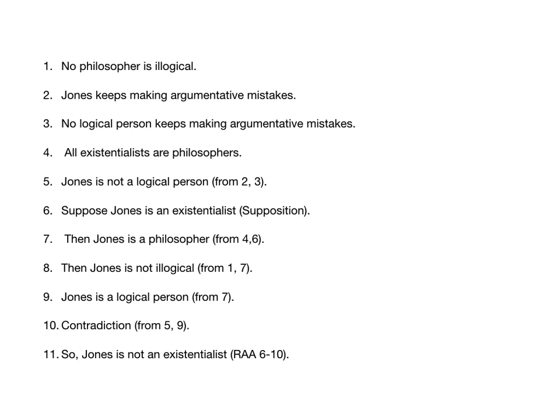Well, so 9 says that he is logical. Well, 5 says that he's not. We have a contradiction. 5 and 9 contradict each other. Something we know to be true, number 5, from our other premises, would be contradicted by something that would be true if we suppose that he's an existentialist. Well, imagining that he's an existentialist, assuming that he is, leads to a contradiction, so it cannot be true, so we have to reject it. That's our reductio ad absurdum, lines 6 through 10.